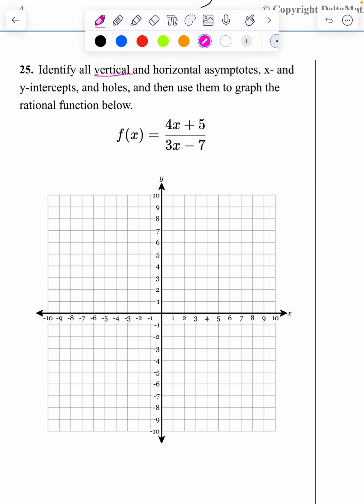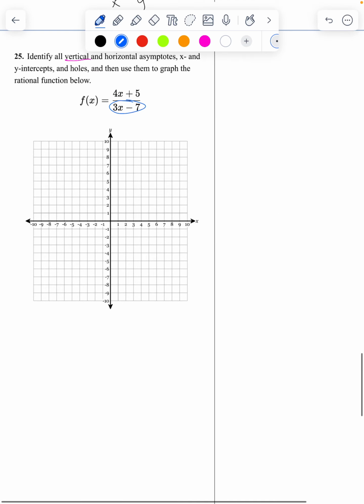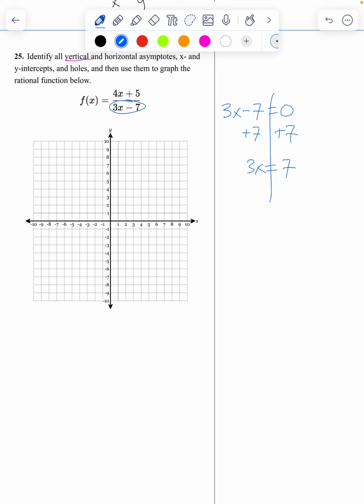So the first thing I'm going to do is vertical asymptotes. Nothing's going to cancel here, but I am looking at the bottom. So I'm trying to figure out what x would have to be to make that 0. So I'm just going to do 3x minus 7 equals 0 and solve for x. So plus 7, plus 7, 3x equals 7. So x should equal 7/3, or as a decimal, 2.3 repeated.